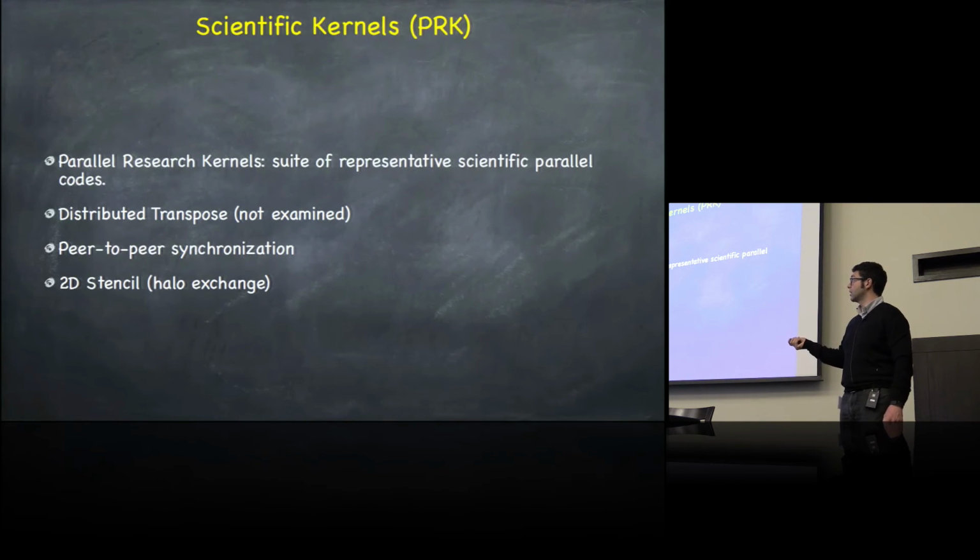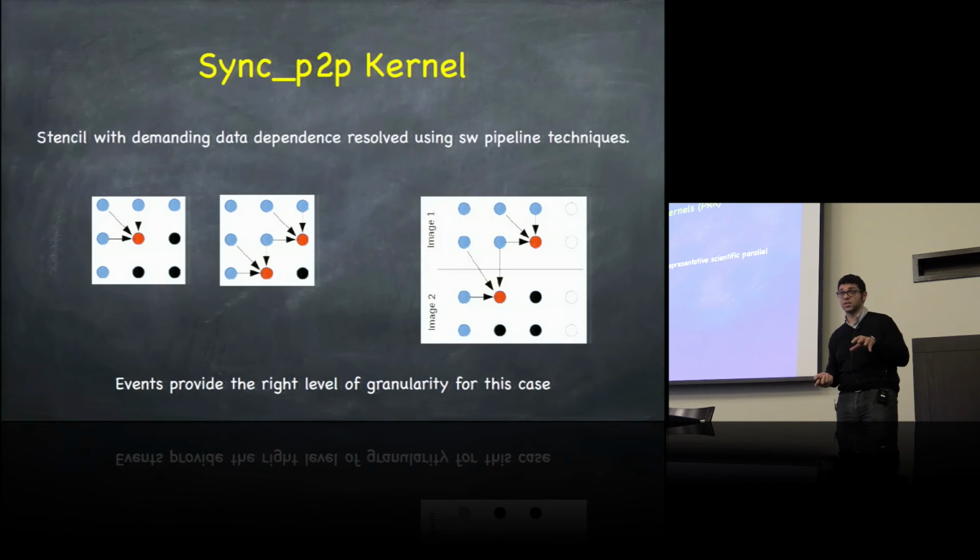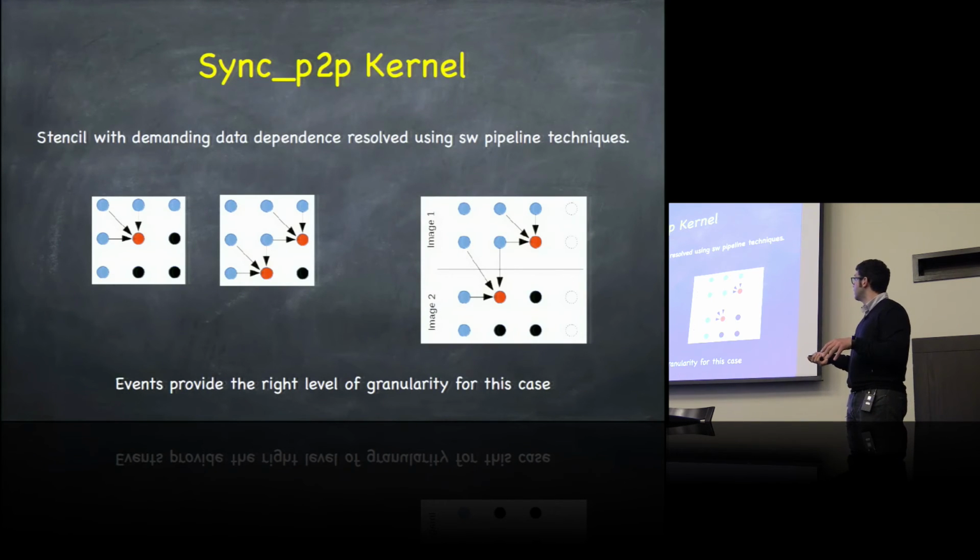And what we have done is that we have taken basically two kernels, the peer-to-peer synchronization and 2D stencil, from Fortran 2008, and we transformed those two codes into Fortran 2015 using events. The first kernel is the sync point-to-point kernel. Basically, it's a stencil with a demanding data dependence resolved using a software pipeline technique.